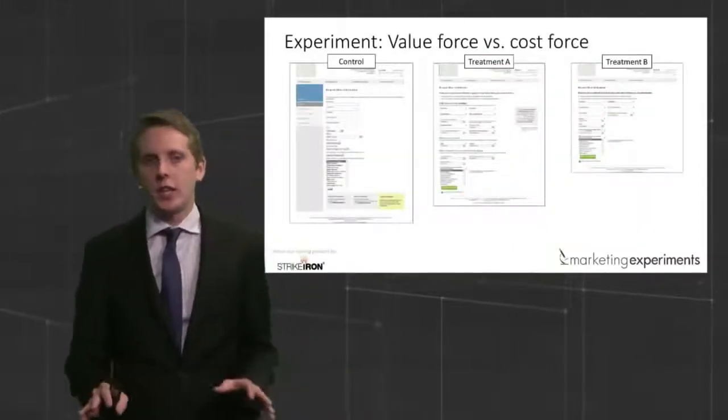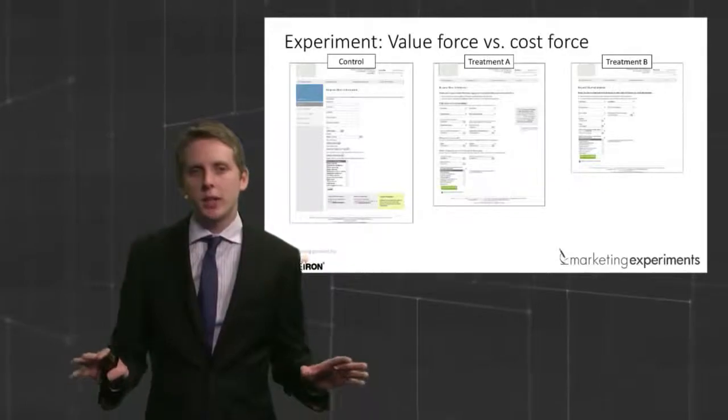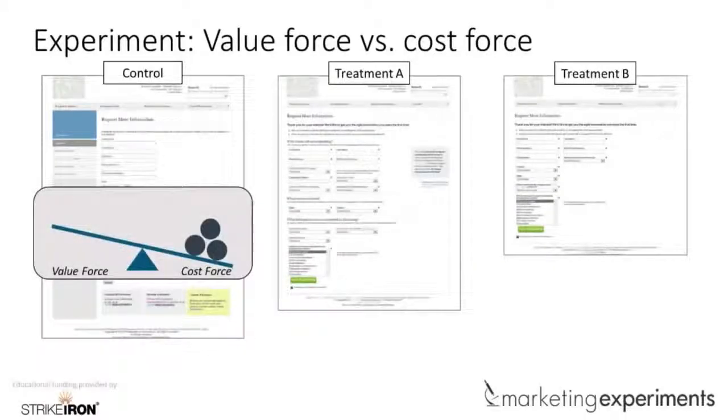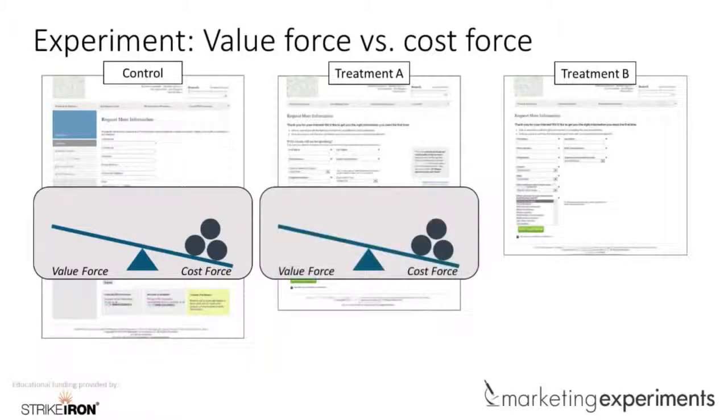So just to let this sink in, let me show you this. We have these three form fields side by side. If you were to put them on a fulcrum with value on one side and cost on the other, we do this often in our training and our talking. This is simplifying the complex cognitive process. At the end of the day, your customer is just asking a question: is the value outweighing the cost? And the control, you can see it's mostly cost, not a whole lot of value.